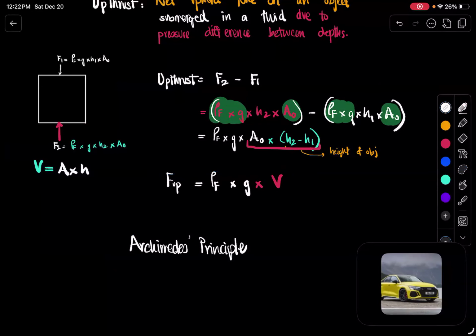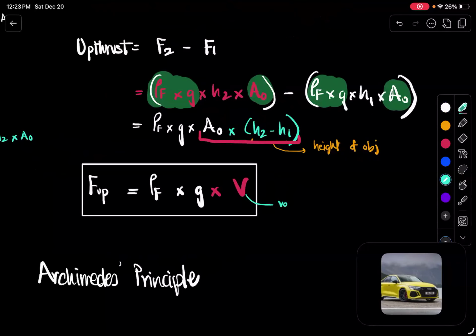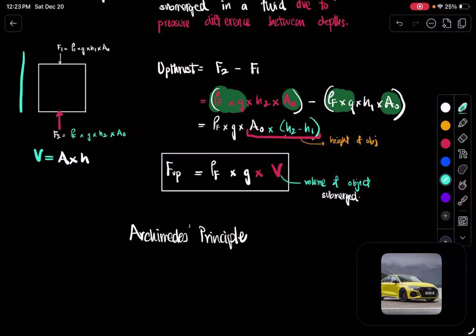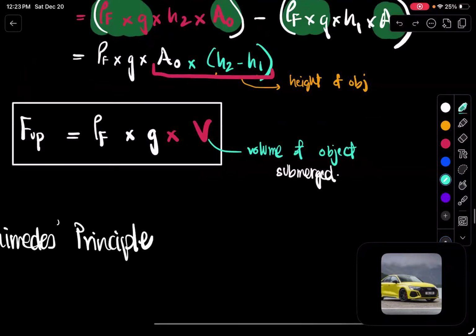Now be very careful with this formula. This is the volume of the object submerged. Submerged is very important, right? So in this formula, you substitute how much of the block is submerged. For example, if all of it is submerged, you use the volume of the entire cube. But if only a portion of the cube is submerged, you only use that portion.